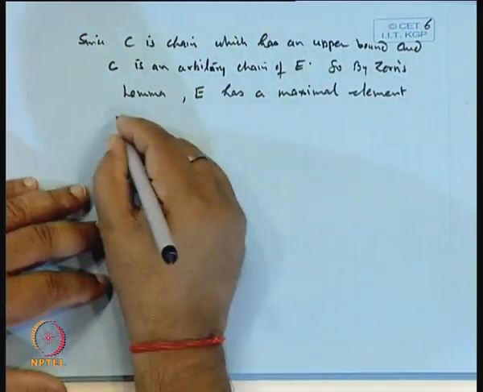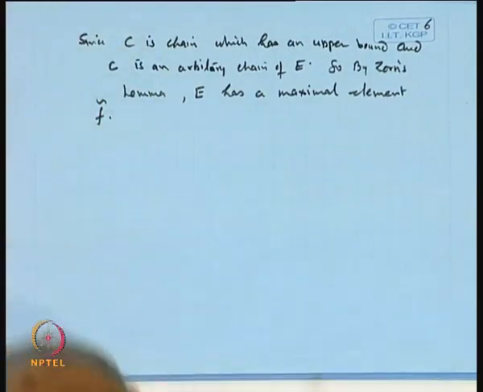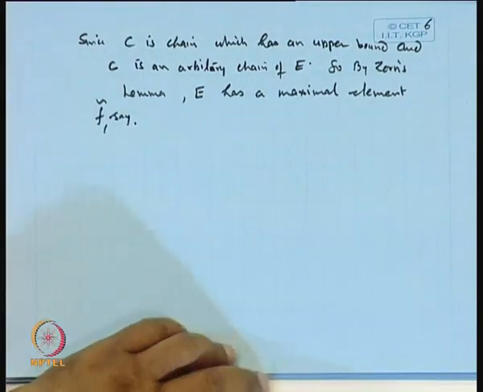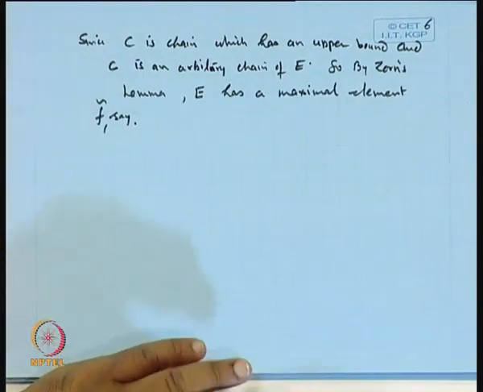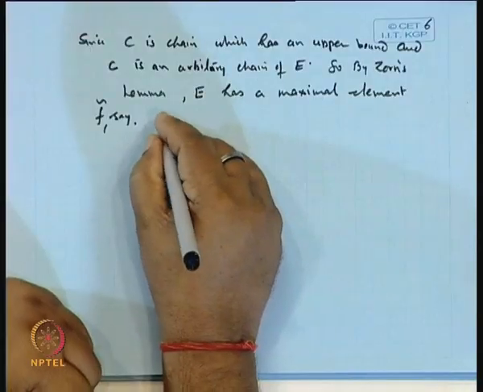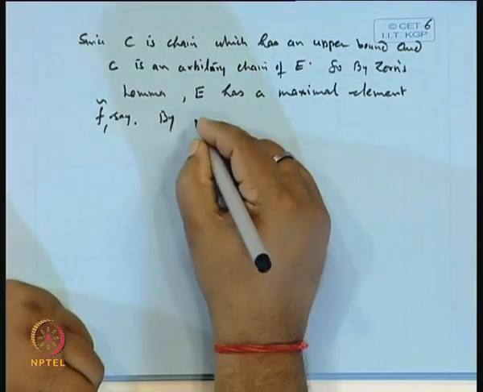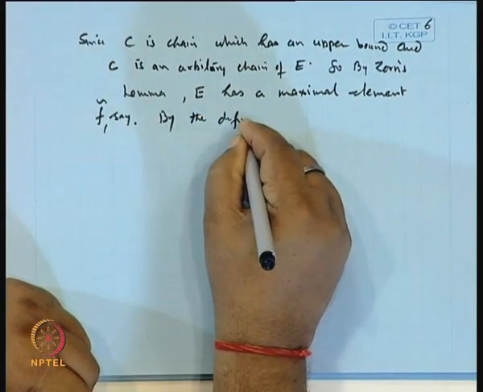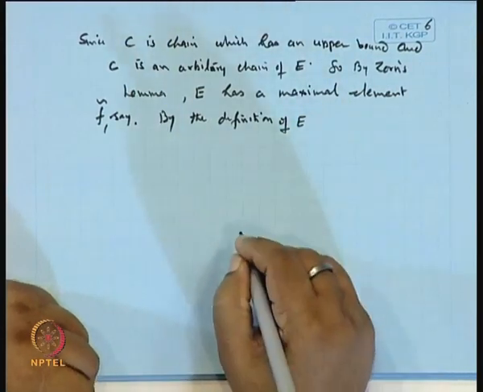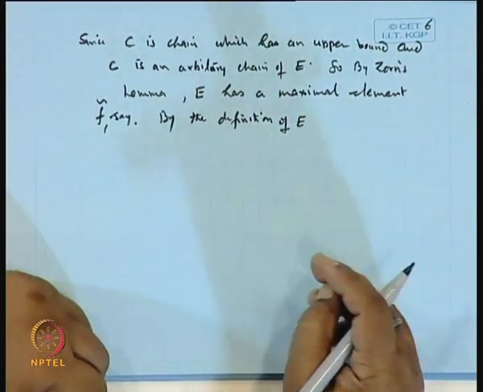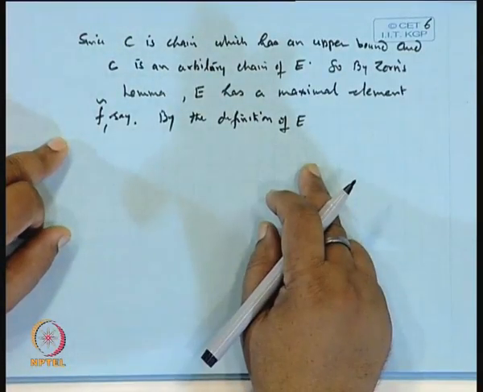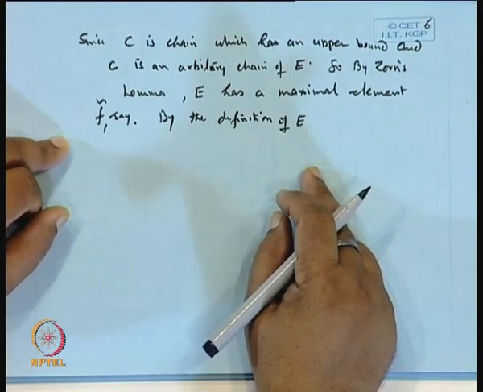Maximal element F delta. So what do you mean by this maximal element? It means, by definition, by the definition of E, E is the collection of all the linear functionals, and F delta is a maximal element, so it will also be a linear functional majorized by P.